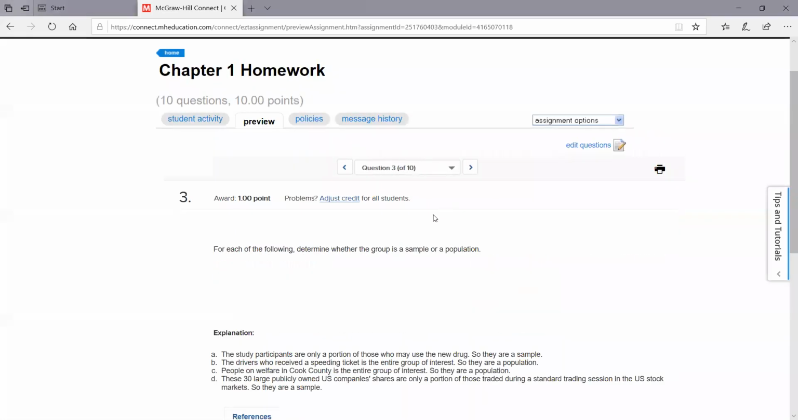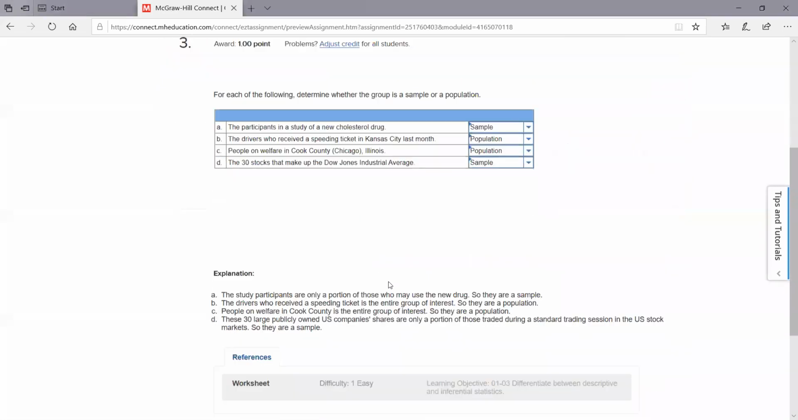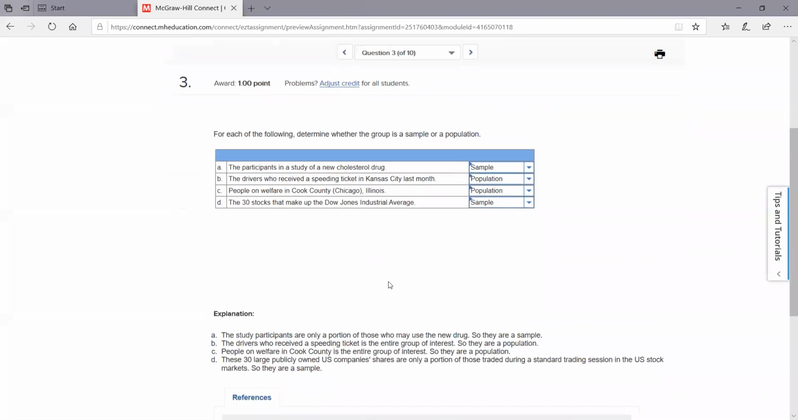All right, let's go to the third one. On this one, we're going to look at the difference between a sample and a population. So the first one says participants in a study. Of course, that's going to be a sample. That's a subset of the population.